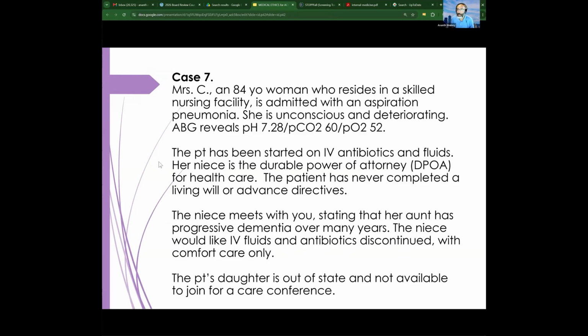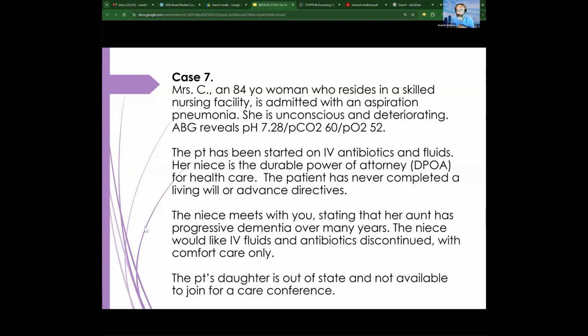So Miss C is an 84-year-old woman who resides in a skilled nursing facility, and she's admitted with an aspiration pneumonia. She is unconscious and declining. Blood gas is a pH of 7.28, PCO2 of 60, O2 of 52. The patient is started on IV antibiotics and fluids. Her niece is the durable power of attorney for healthcare, and you have that on file.